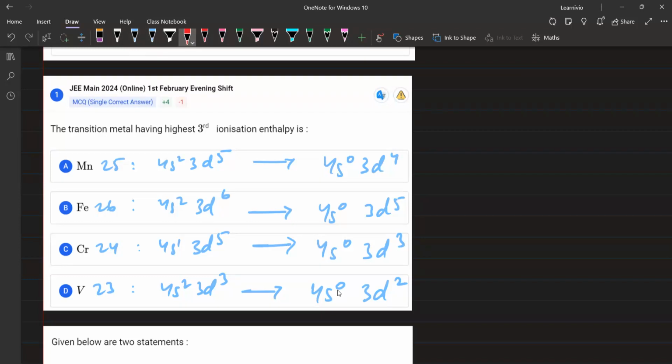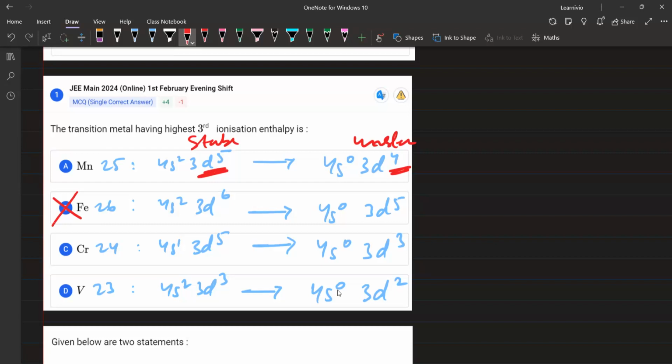First of all, if you look at manganese, it was stable, half filled, and it becomes unstable, very unstable, because it is d4. If you look at Fe, this was not half filled, this is fully filled. So Fe cannot have the highest ionization enthalpy because Fe is going from partially filled to half filled. So it is going to a more stable configuration.